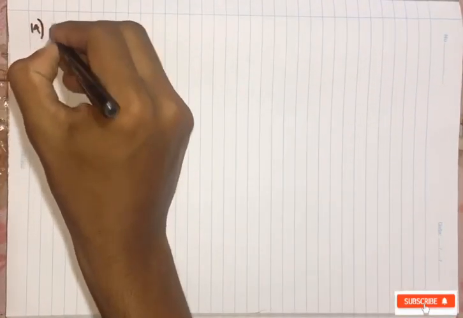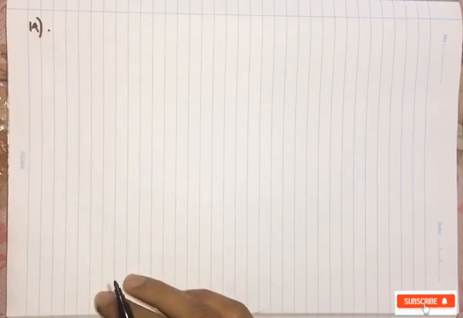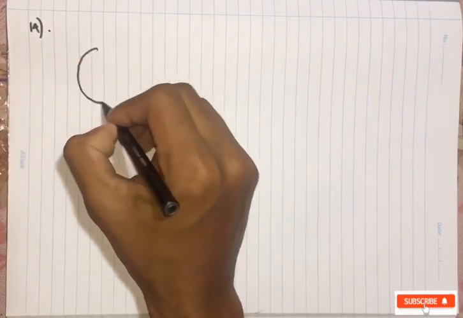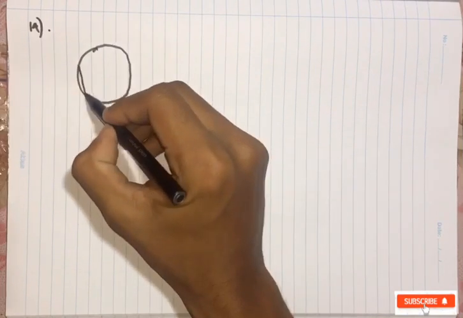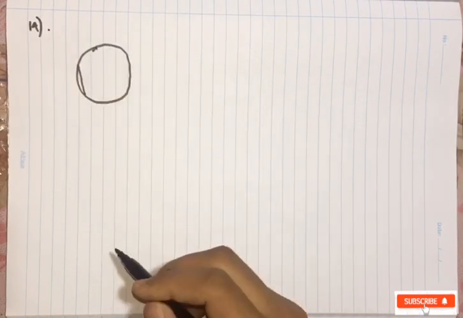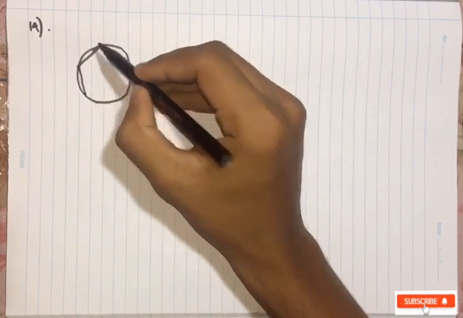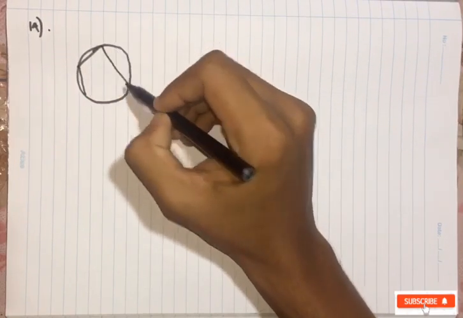Okay, 14th. Find the value of x using the values given. Here they have given you a cyclic quadrilateral. It is drawn this way.